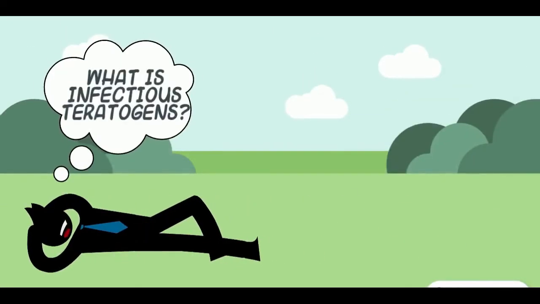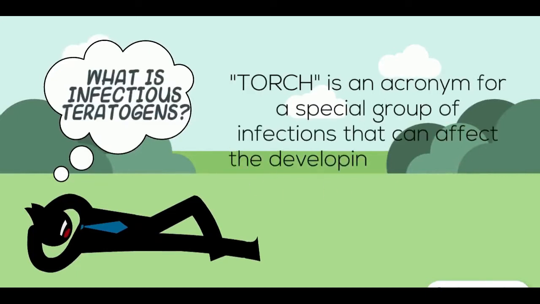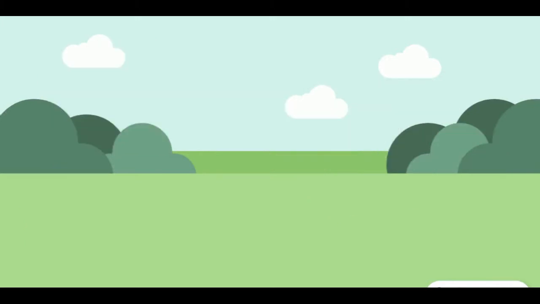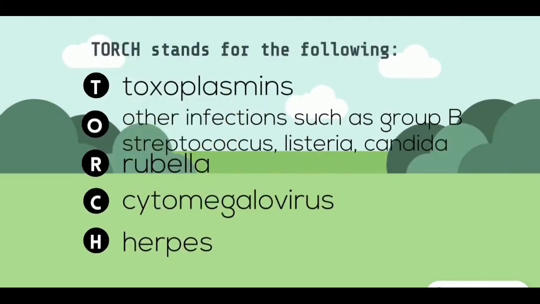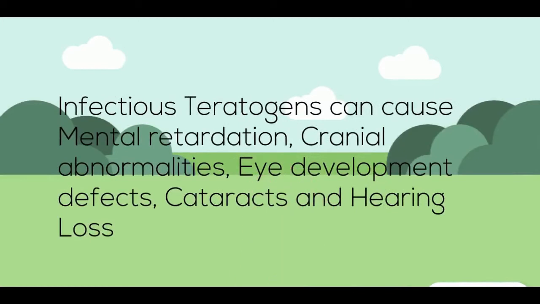What are infectious teratogens? TORCH is an acronym for a special group of infections that can affect the developing baby during pregnancy. TORCH stands for the following: toxoplasmosis, other infections such as Group B Streptococcus, Listeria and Candida, rubella, cytomegalovirus, and herpes. Infectious teratogens can cause mental retardation, cranial abnormalities, eye development defects, cataracts, and hearing loss.